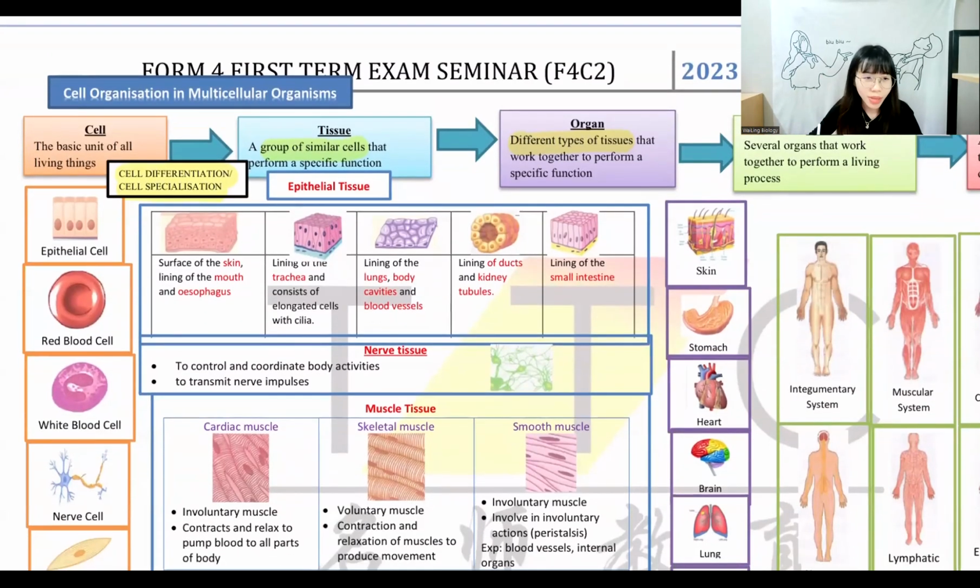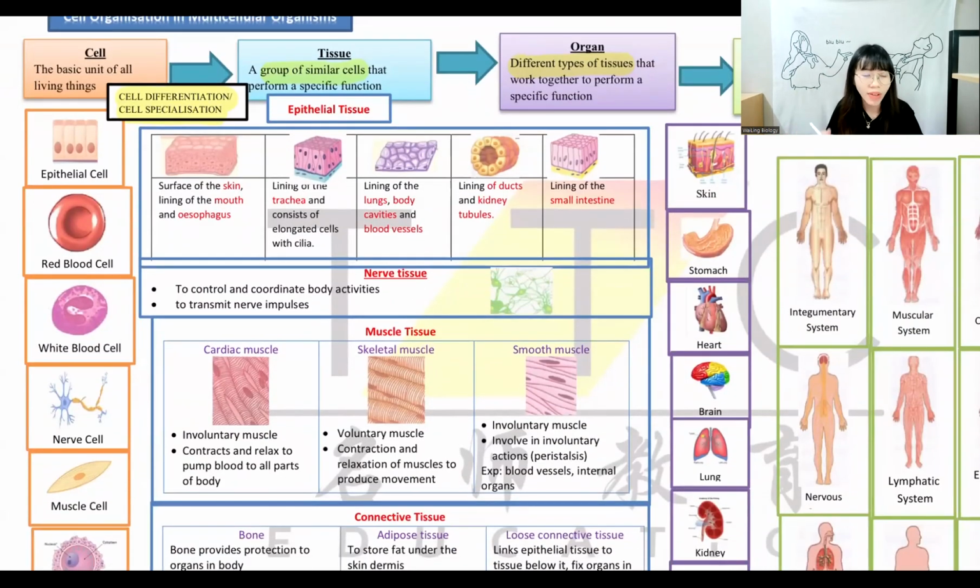So what is a cell? We have many different examples of cell over here. We have epithelial cell, red blood cell, white blood cell, nerve cell, muscle cell, sperm, ovum. We will learn this in the tissue because actually for every part we have to learn. Tissue is the one that we have to focus on because in exam they always ask about tissue first.